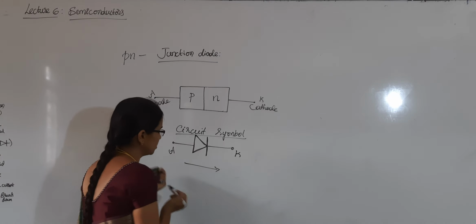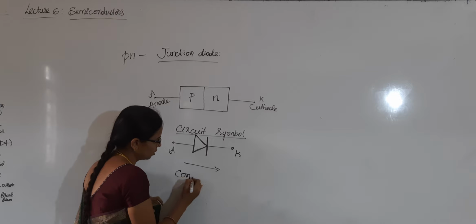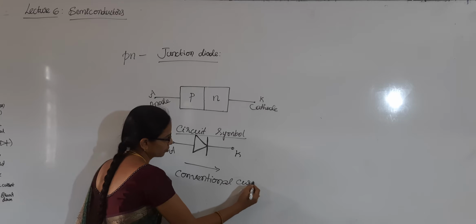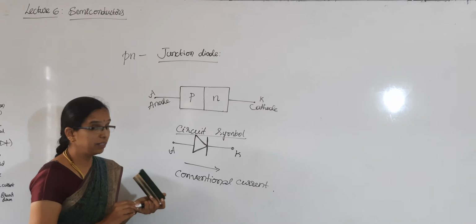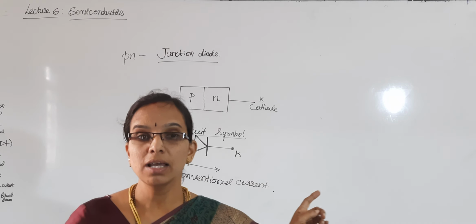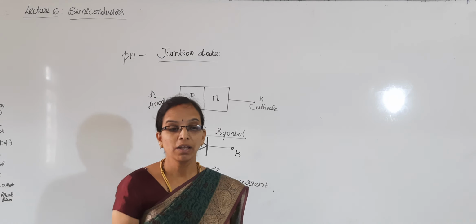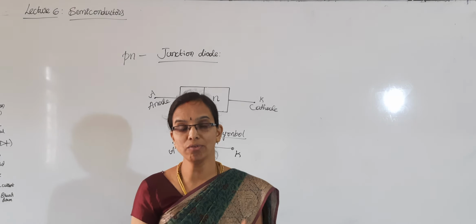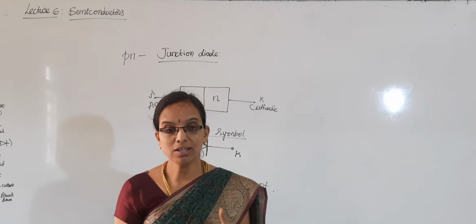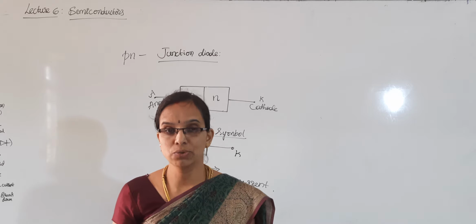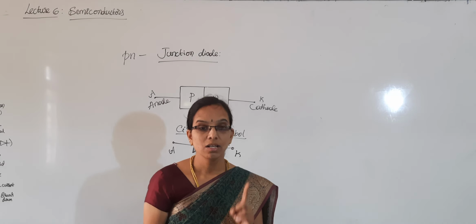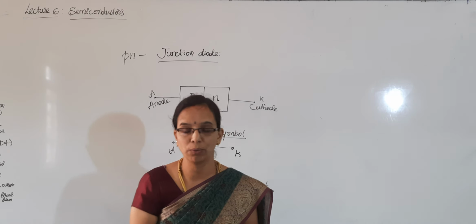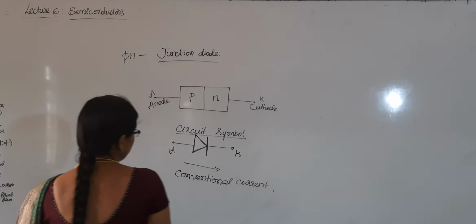And this arrow mark represents the direction of conventional current. That means in a PN junction, the current will flow from the P side to the N side. The direction of current is always opposite to the flow of electrons. Electron movement constitutes current, so in whichever direction the electrons flow, the current flows in the opposite direction. Okay.